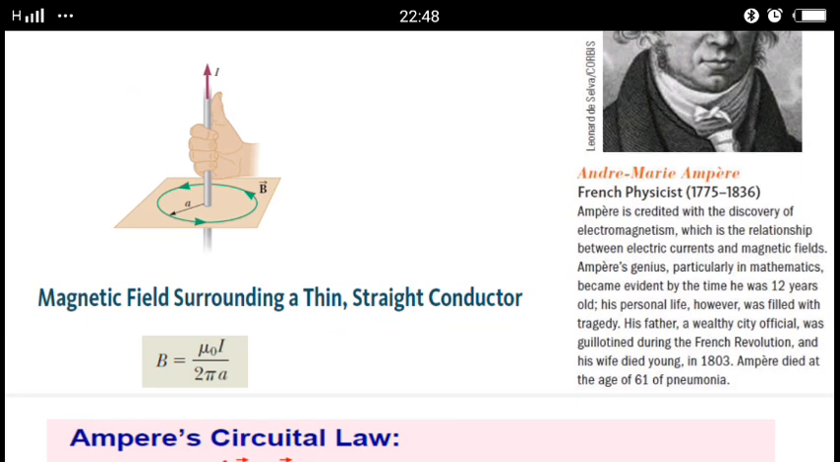A simple and very convenient rule for finding the direction of B is just to grab the wire with the right hand. Then one can see that the thumb represents the direction of the current and the other four fingers wrap in the direction of the magnetic field.